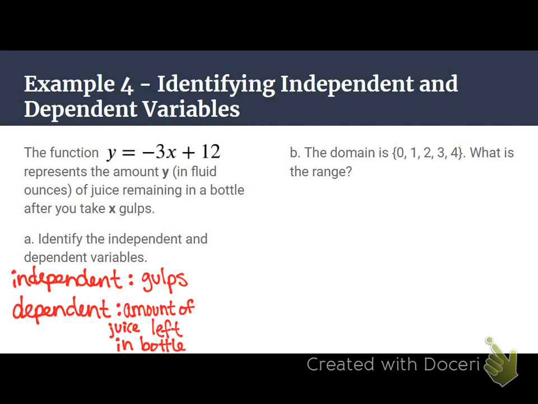Okay, so they are telling us that the domain for this function is 0, 1, 2, 3, and 4. So 0 gulps, 1 gulp, 2 gulps, 3 gulps, 4 gulps. We have to find the range. How are we going to do that? How am I going to know how much fluid is left if I have not taken any gulps? I haven't drank out of it at all. I think you might be on the right track.